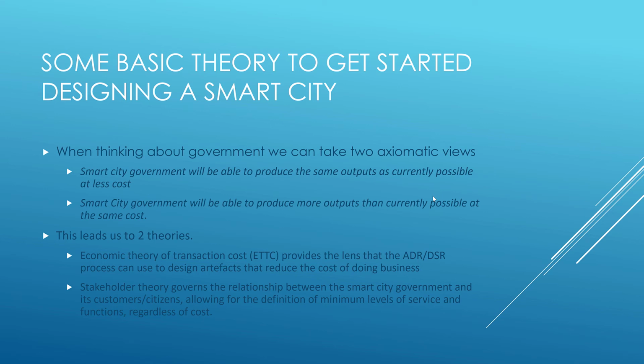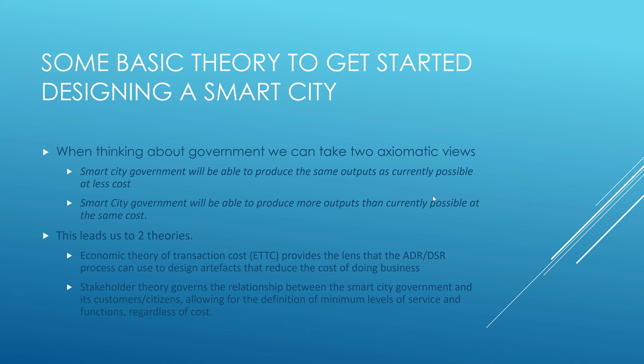So this leads us to two theories that we can use for smart city. The theory of economic transaction cost provides a lens which we can look at our artifacts and say how are we reducing the cost of a transaction? How are we reducing the cost of an interaction with the city government? And of course, the goal would be to reduce those costs to zero. Of course, that's not practically possible, but that would be the ultimate goal of this theory.